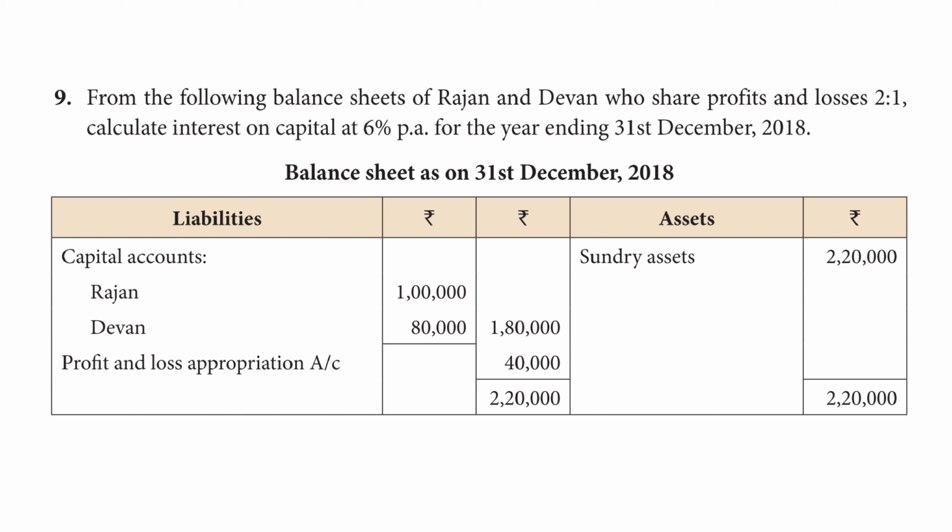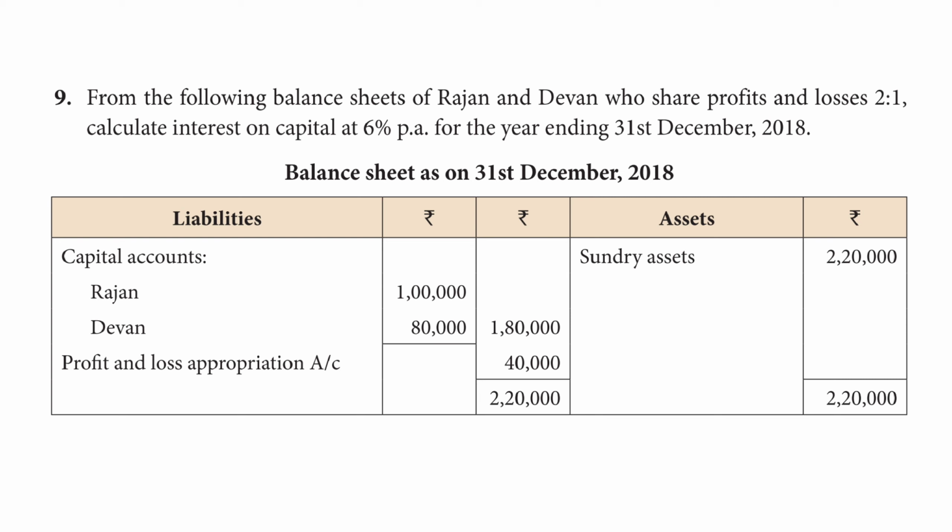So in this, what are the items that they've given? On the liability side, they've given us the capital accounts of Rajan and Devan. These capital accounts are closing capital, which is not suitable to find the interest on capital. Hence we must see whether opening capital is given or not in the rest of the problem.